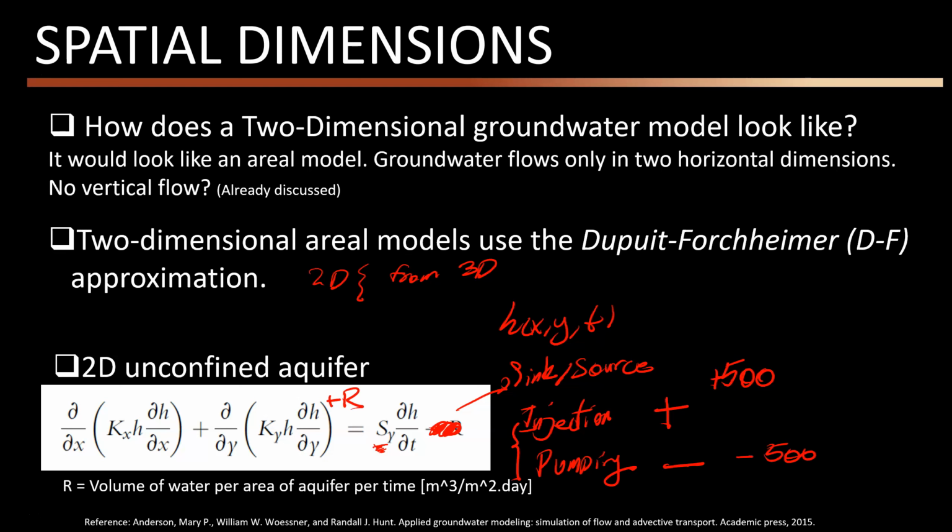So technically, if you make a mistake in assigning a proper sign to your R, which is usually a pumping rate, then instead of getting water out of the aquifer, you would actually be modeling a system in which you push water into the system, or vice versa. Okay, so be careful with that.